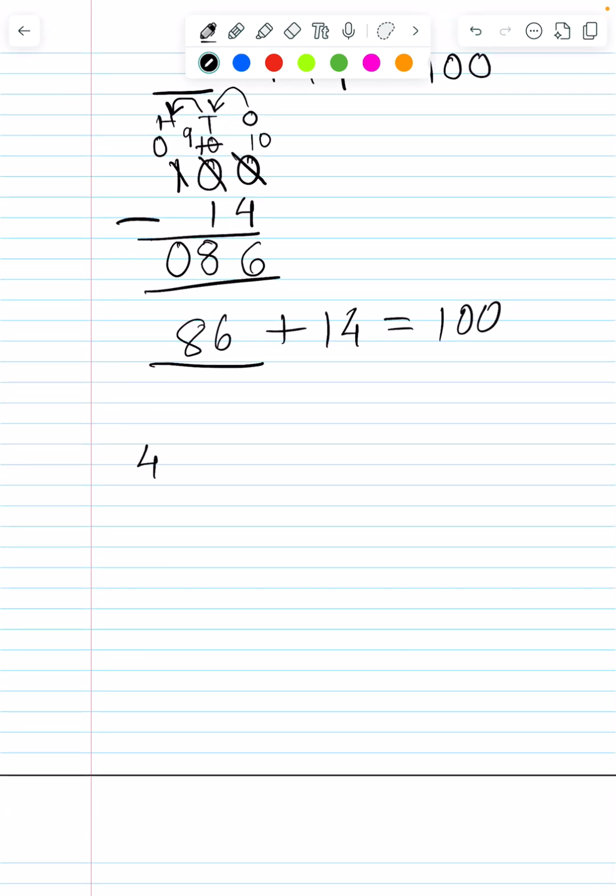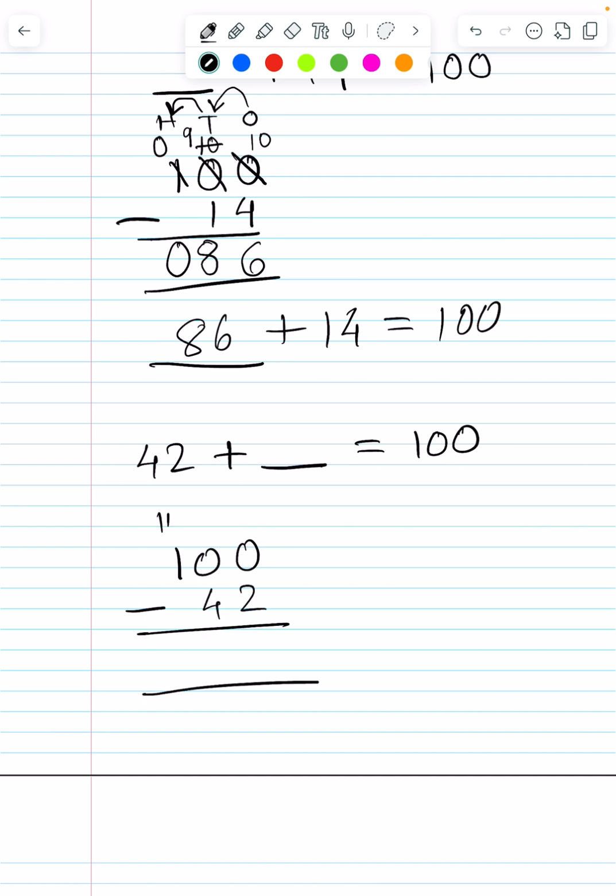So one more question is 42 plus dash is equal to 100. How will we do this? Does Anamai know the answer? Okay, Anamai will do this. 100 minus 42, hundreds, tens, and ones. So again, we start with the ones column. 0 minus 2, we cannot do 0 minus 2.